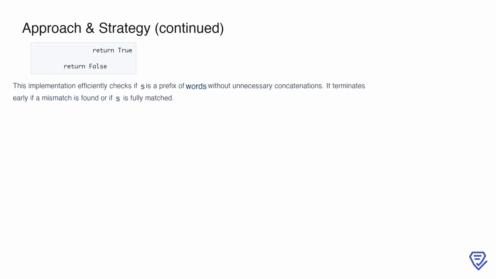Here is the Python implementation of the optimized solution. The function iterates through words while maintaining a pointer to track progress through S for each word. It checks whether the current substring of S matches the word exactly by using slicing. If S starts with the word, the pointer is advanced by the word's length. If not, the function immediately returns false. If the pointer reaches the end of S, the function returns true, confirming that S is a prefix of words. This implementation avoids unnecessary concatenations and is designed to terminate early if a mismatch occurs, making it both efficient and effective for solving the problem.